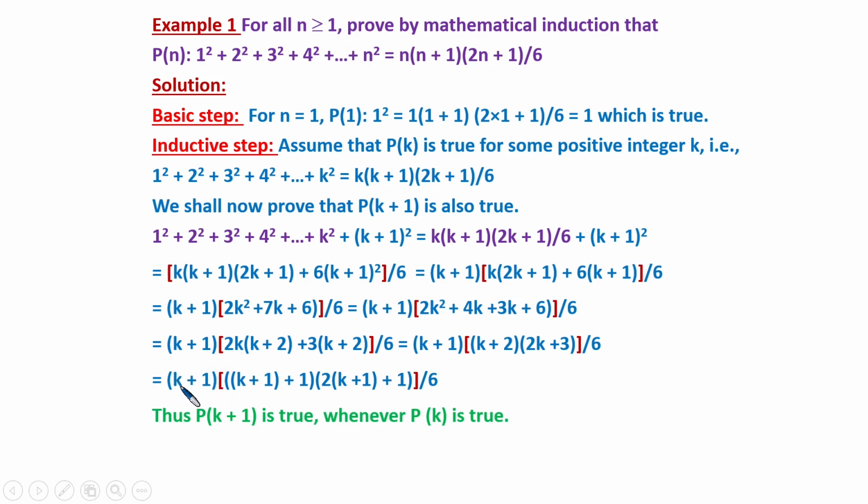Here k is a dummy variable. What do you mean by dummy variable? It's immaterial what alphabet you write. Instead of k I could have written m or q, but all should be the same. Q, here also q. So that means it is a dummy variable.